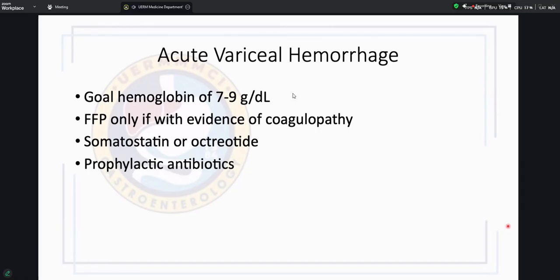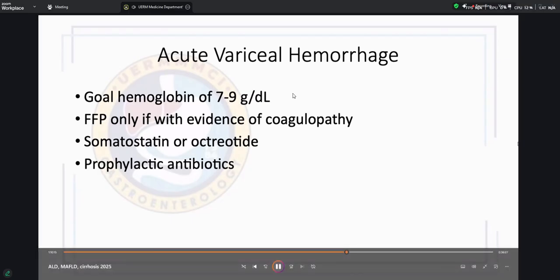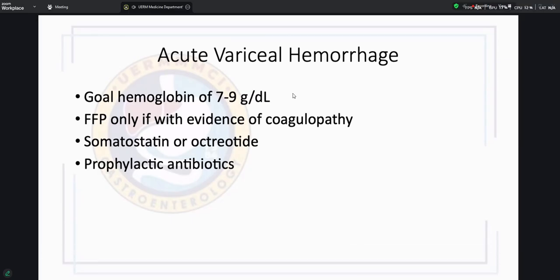Next is the use of vasoconstricting agents. So usually we use somatostatin or octreotide to improve the initial bleeding control and reduce the transfusion requirements and all-cause mortality. And we also give prophylactic antibiotics, usually ceftriaxone, prior to endoscopy. And this has been proven to reduce infections, recurrent bleeding, and mortality. And then, of course, we prepare for endoscopy and possible definitive treatment using endoscopic variceal ligation.